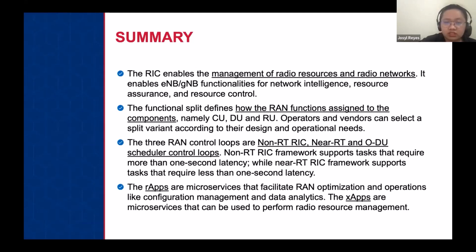And we already know that the non-RTRIC supports the tasks that are more than 1 second, like the R apps, while the near-RTRIC supports tasks that require less than 1 second latency. So we have the R apps and X apps. Just remember, R apps is at the non-real-time RIC. X apps is at the near real-time RIC. R apps is mostly on the configuration management and data analytics, while X apps mostly performs radio resource management, since it is the one nearest the radio access network.